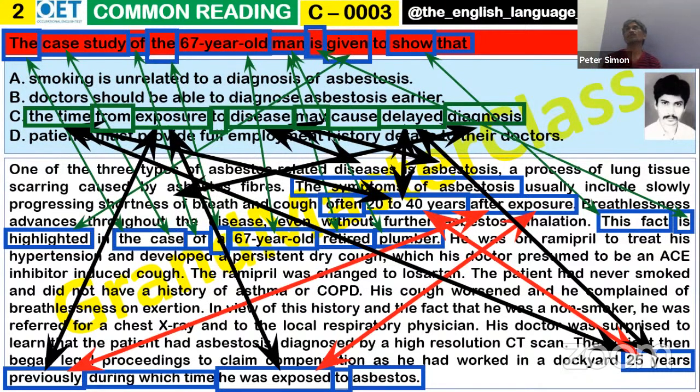So the number is 25 years. That means before 25 years, after 25 years. Before 25 years is the exposure. After 25 years is the diagnosis. That's it. So be very cautious.